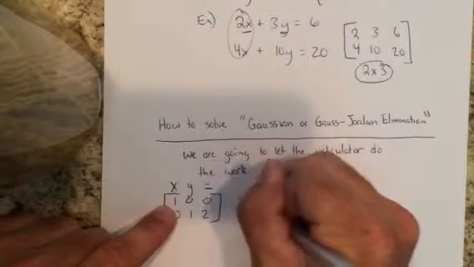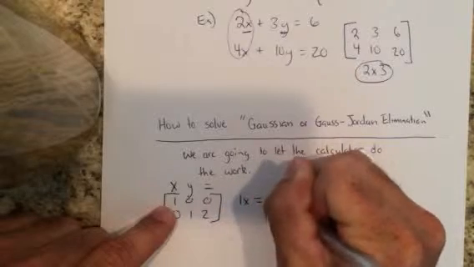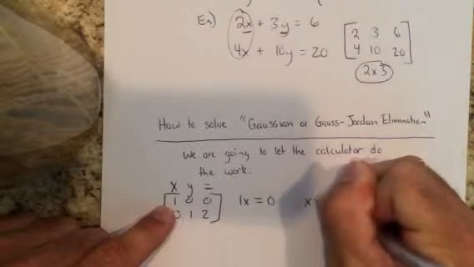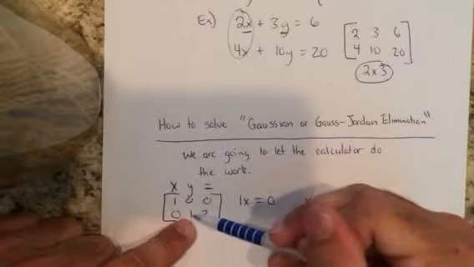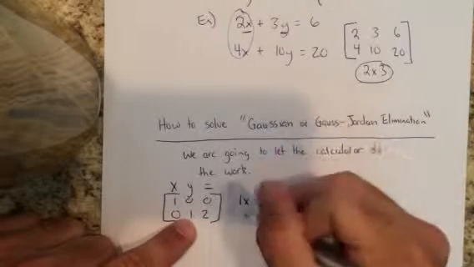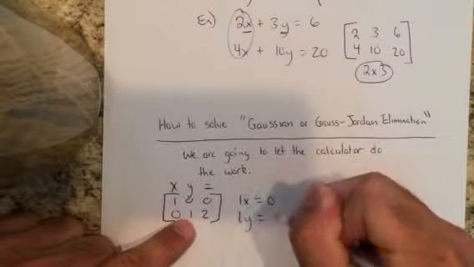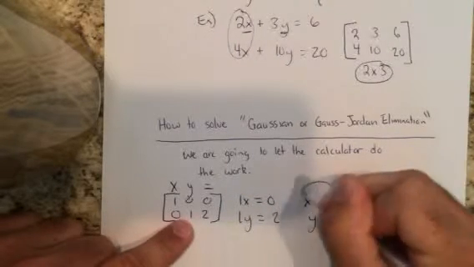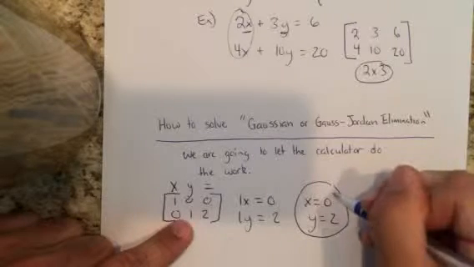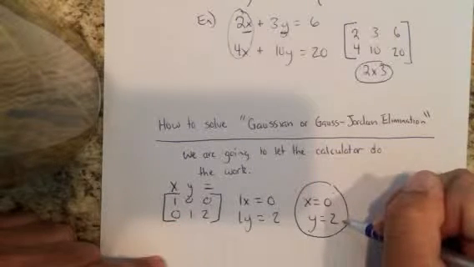So what this final matrix is telling me is that 1x equals 0, or just x equals 0. And the second row is telling me 1y equals 2, or just y equals 2. So this is my solution: x equals 0, y equals 2. And that's how we're going to solve.